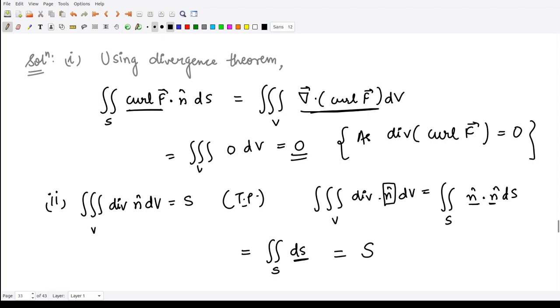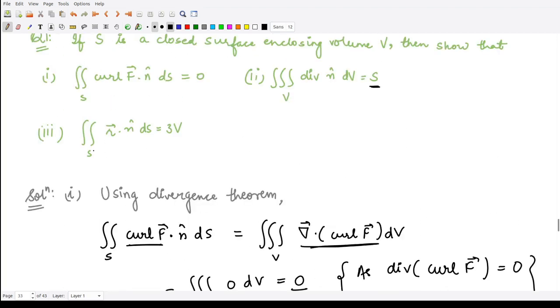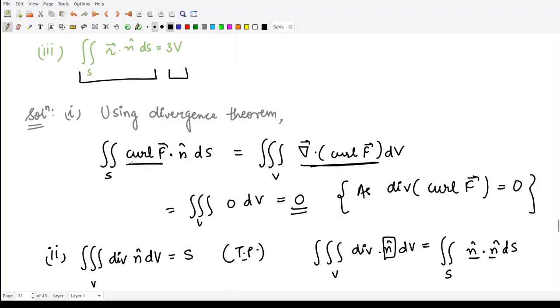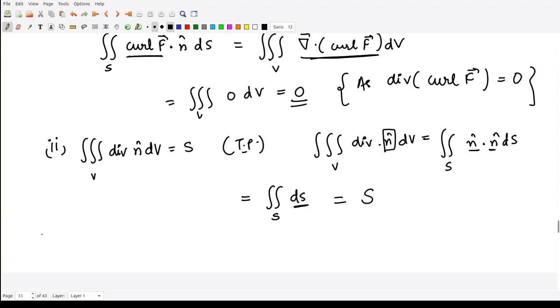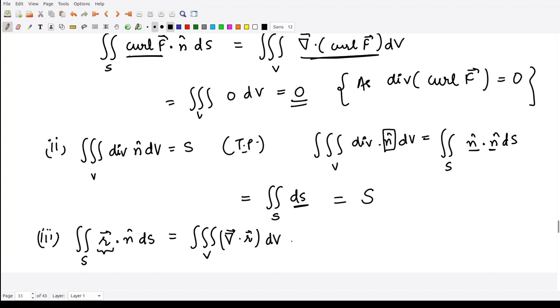And for the third part, they are asking us to calculate this double integral and show that it is equal to 3V. So let's proceed with the left hand side using the Gauss Divergence Theorem. Our left hand side is equal to the double integral over S of vector r dot n cap ds. According to the Gauss Divergence Theorem, this quantity is equivalent to the triple integral over the volume V of the divergence of vector r dv, since vector f here is this vector r. Now what is this quantity? Let's calculate it.